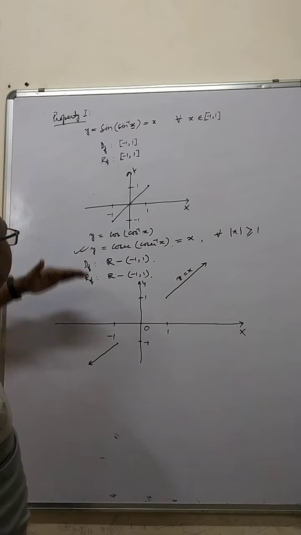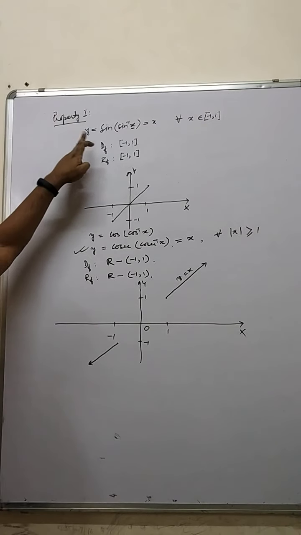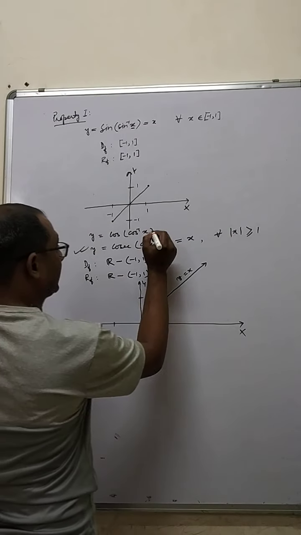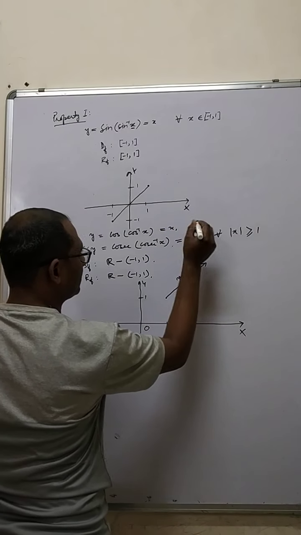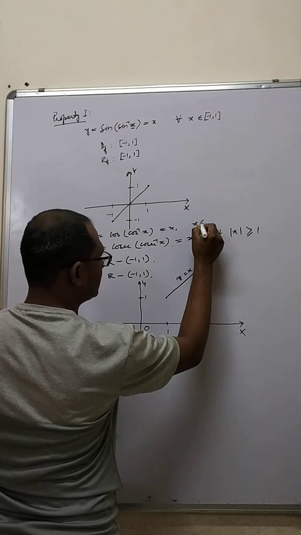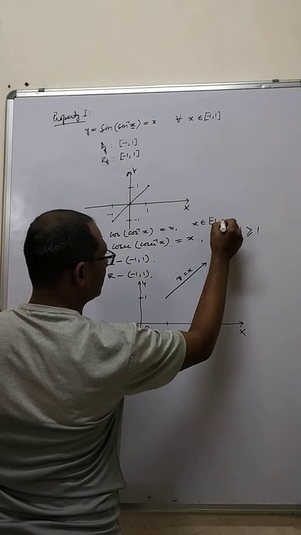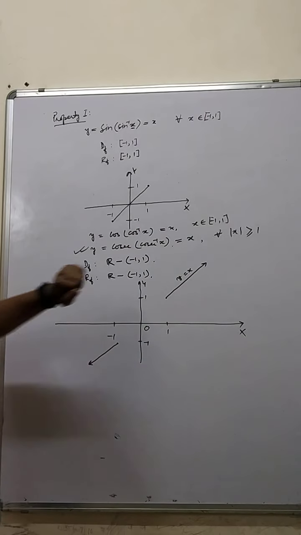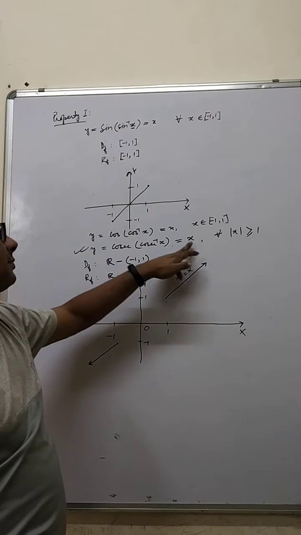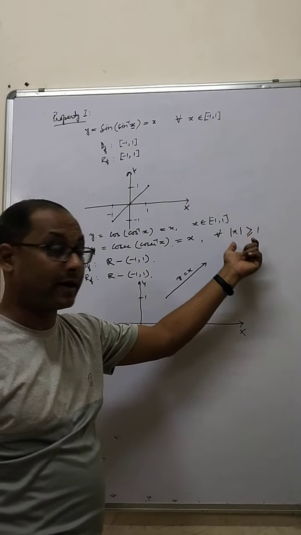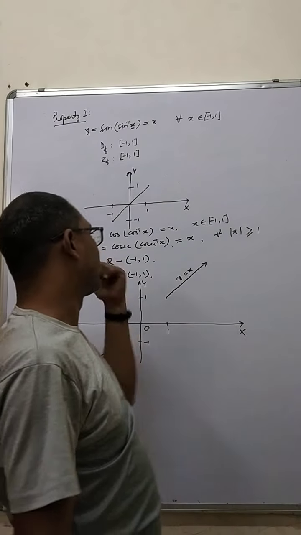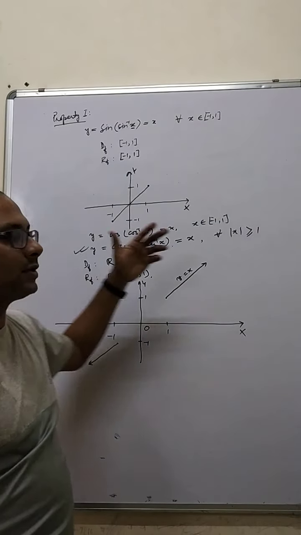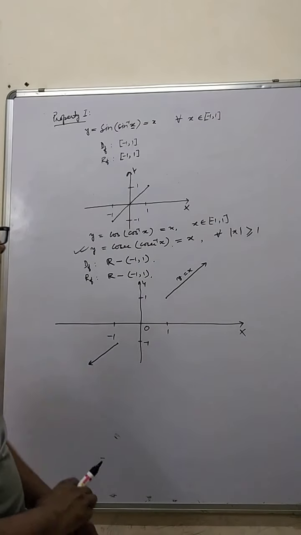This property is just saying that sine inverse of sin x is x, cos inverse of cos x is also equal to x. We have to somehow remember that this x belongs to -1 to 1. Tan inverse of tan x equals x for all x in real numbers. Cosec inverse of cosec x equals x for all x satisfying modulus of x greater than or equal to 1. Sec inverse of sec x equals x for all x satisfying this, and cot inverse of cot x equals x for all real numbers. Okay.